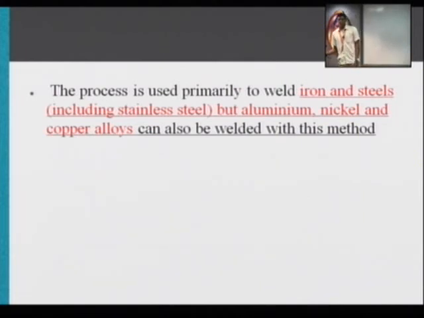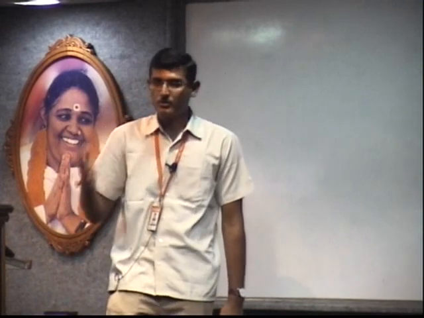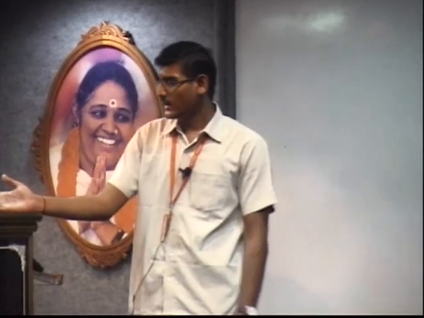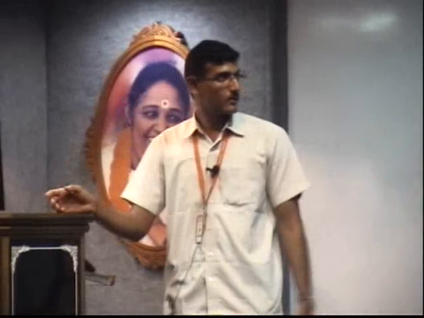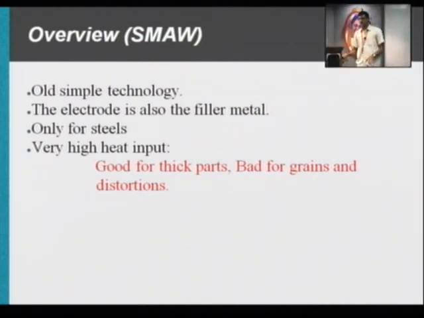So this type of process is used to weld different types of metals. Some of them listed here: iron, steels, aluminum, nickel and copper alloys are welded using this process. An overview of this process is that it is a very simple technology, and this process is used mostly to weld steels, and it requires very high heating.